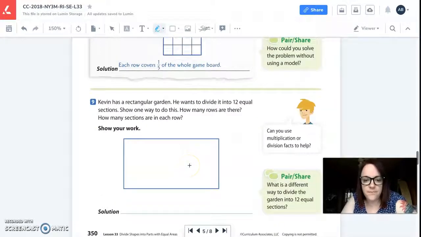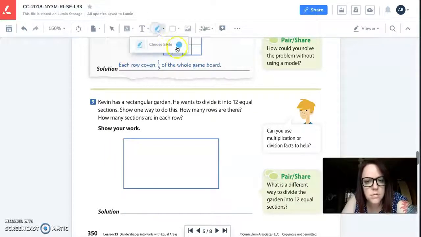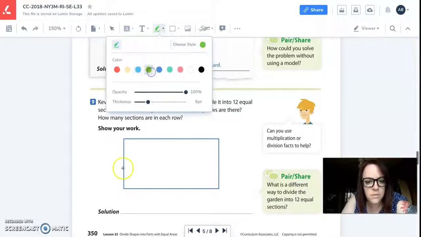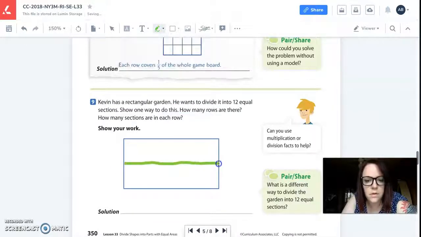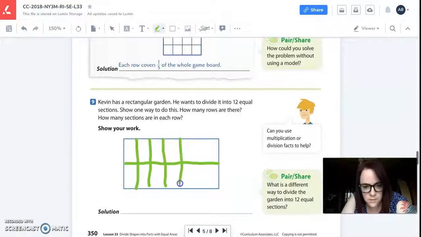Kevin has a rectangular garden. He wants to divide it into 12 equal sections. Show one way to do this. So we can do, let's do thicker lines. We're going to do green this time. Okay. Now let's see. 1, 2, 3, 4, 5, 1, 2, 3, 4, 5, 6. Good. Okay, so we have 6.